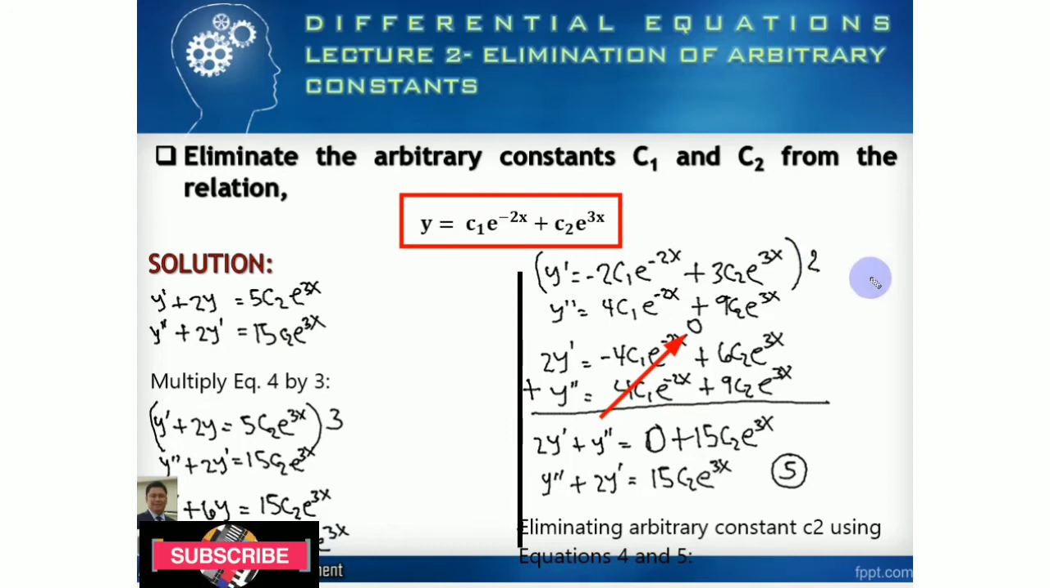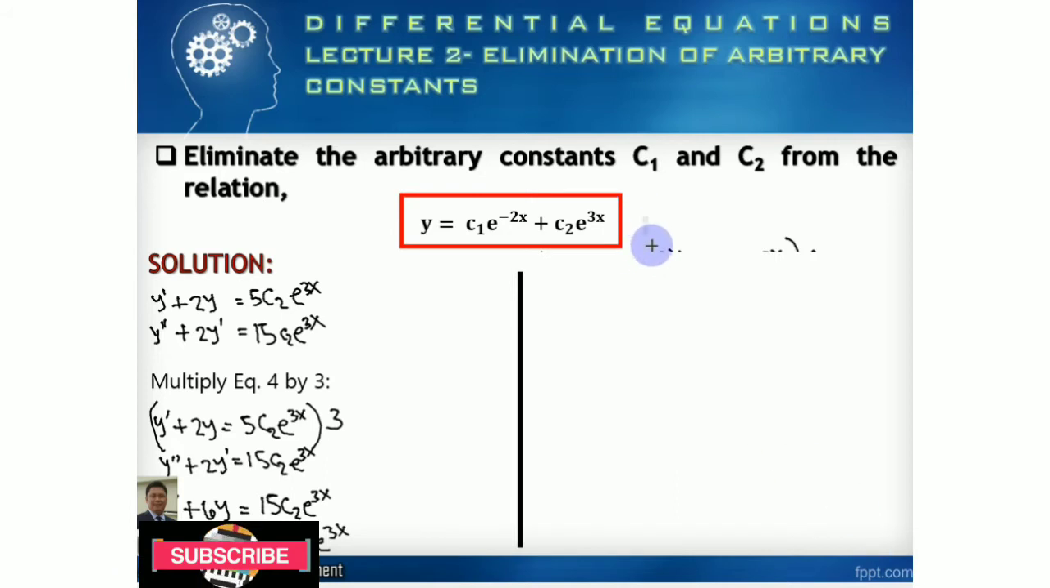the power of 3x. Okay, so after this one, in order to eliminate this one, you are going to subtract, so that this could equal to 0. Okay, so if you are going to subtract, this would be 3y prime plus 6y. Okay, and this is equal now to 0.